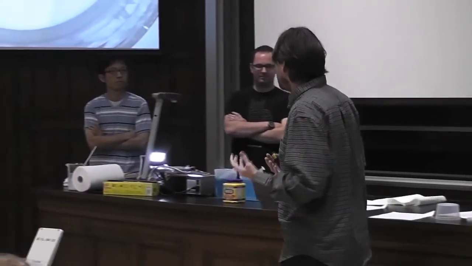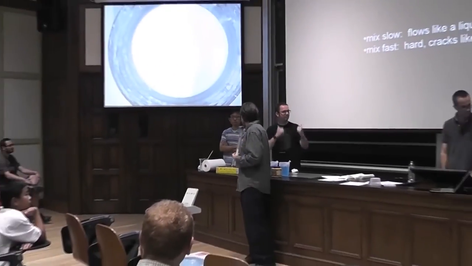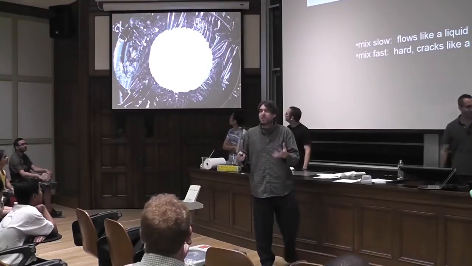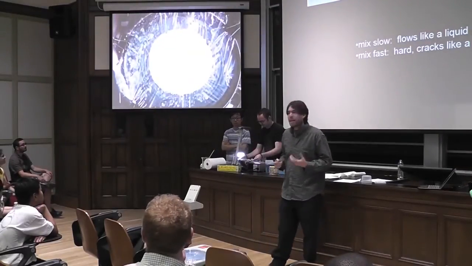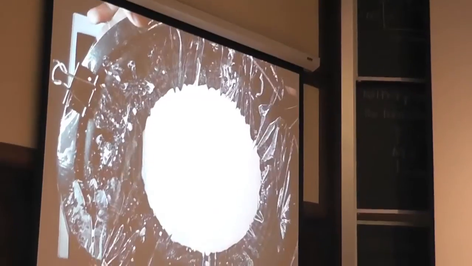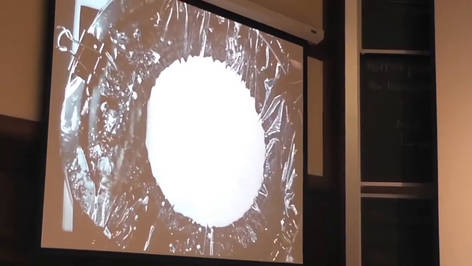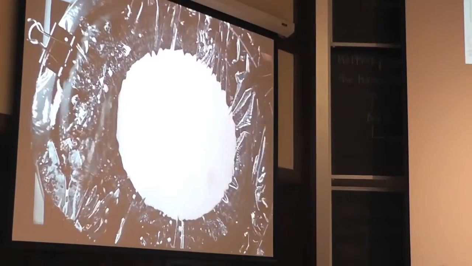Okay, so next I want to show you one of the fun things you can do with this stuff. This one is a little harder to do at home. But we've got right here some cornstarch and water on a speaker. This is like a stereo speaker, and we're going to shake that speaker. And so again, it looks like a liquid at first. And if we shake it slowly, does it still look like a liquid? Yes. Yeah, it still looks like a liquid to me. What if we shake it a little harder?